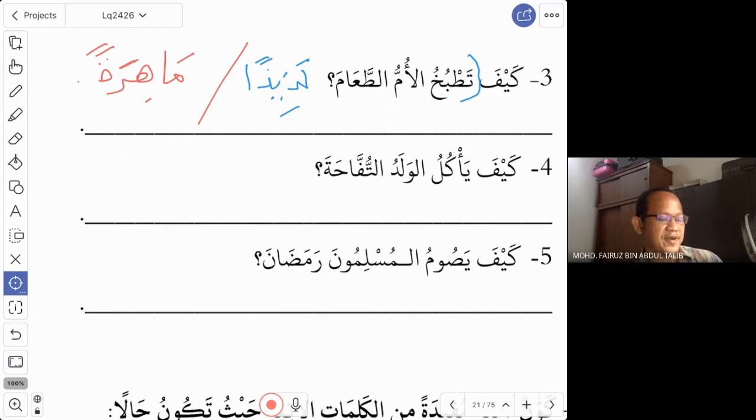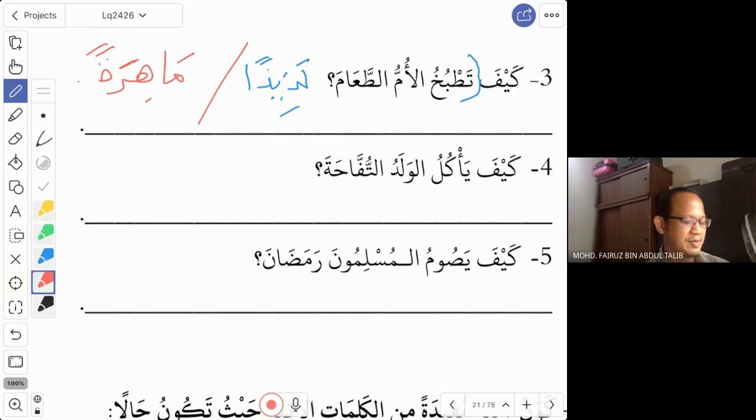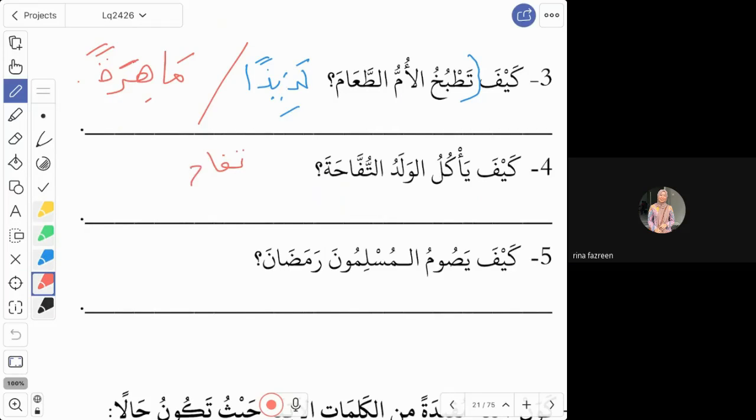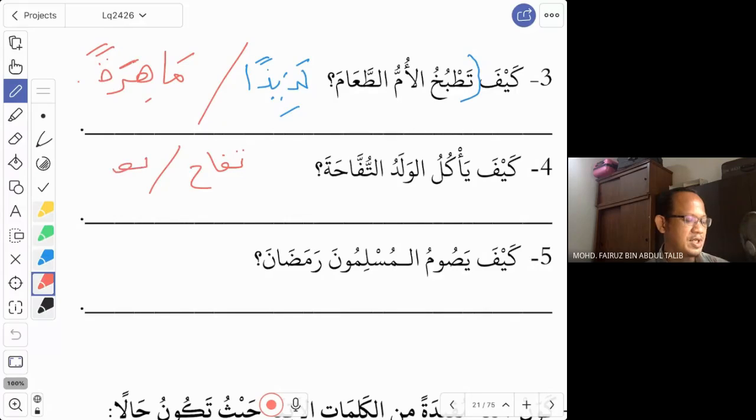Al-jumlatul rabi'ah. Kaifa ya'kulul waladu tufahata? Macam mana? How does the boy eat the tufaha? Tufaha bermakna? Bermakna tufah. Apple kan? Apple, yes, tufah. Tapi why do you have this ta? Normally you say tufah, tufah without the ta, but in this jumlah we have the ta. So what is the difference between tufah, the apple? If you want to say the apple, you just add the alif lam. So now you say the apple, at-tufaha.